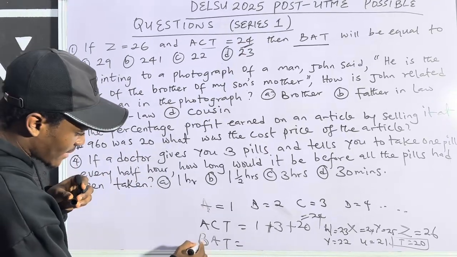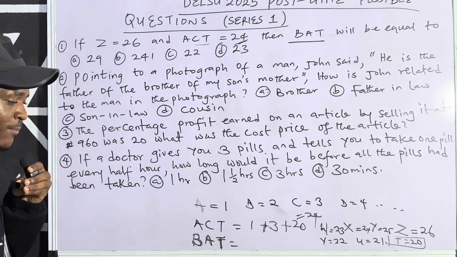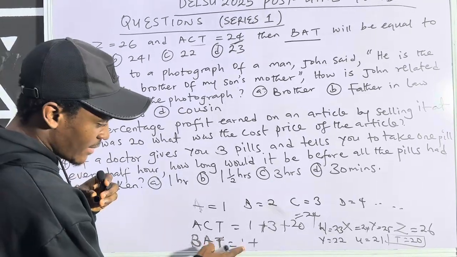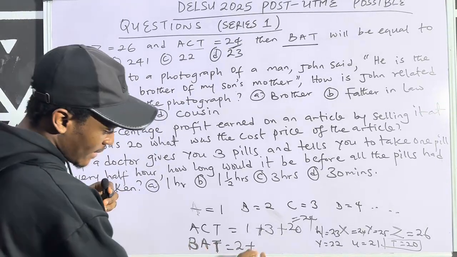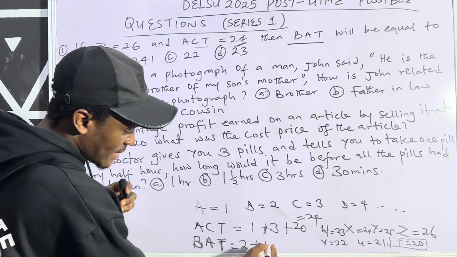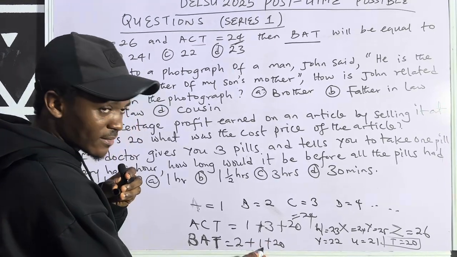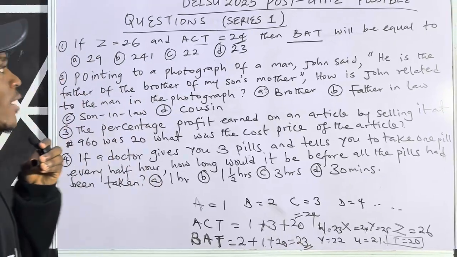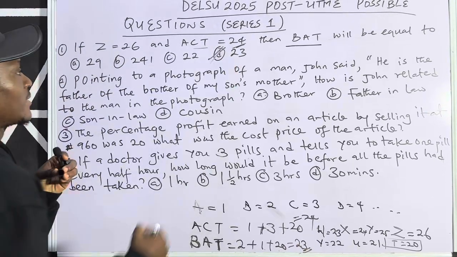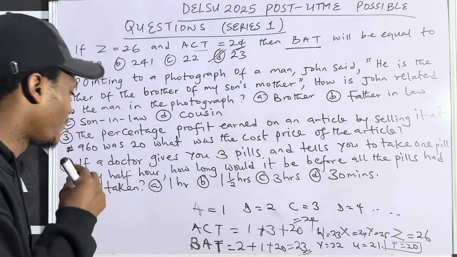So let's get the BAT, which is BAT. This is what we are told to find, BAT. So what's B? B is 2. What's A? A is 1, then what's T? T is 20. So when you sum up everything here, 2 plus 1 is what? 3. Then plus 20 should be what? 23. So our correct option is option D. Is that easy? That's question 1.